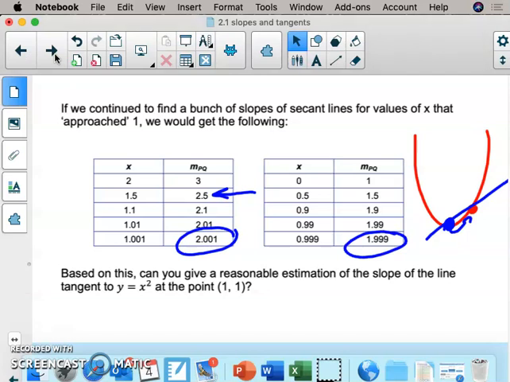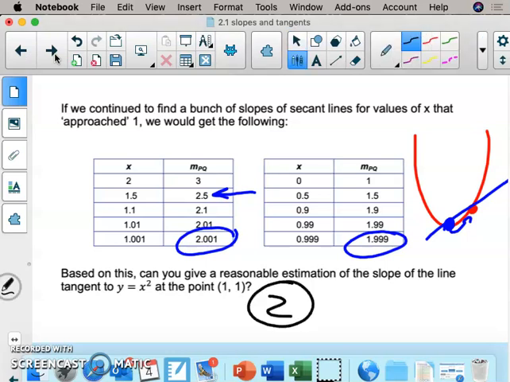So Megan, how are you? Based on this, can you give me a good guess of what the slope is at the point x equals 1? Maybe average this and this together in your head. Yeah, it's 2, right? Which is true. The actual slope at x equals 1 is 2. The slope of the tangent.